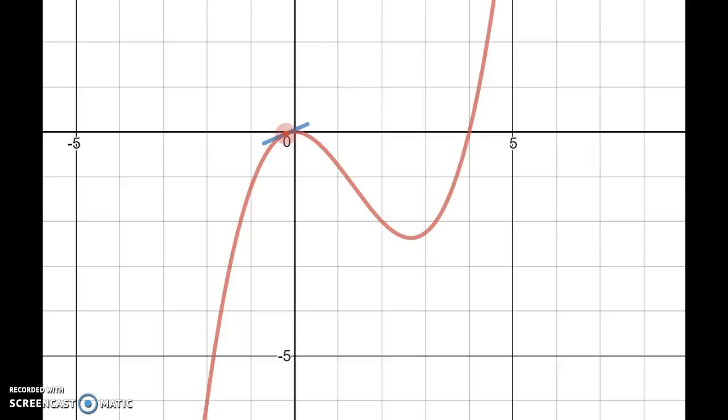Now if we look at this on a graph, if I have some function which you see in red, then the tangent line at any point x equals a is drawn with that blue line right there. So what we know is that the slope of the tangent line actually changes as we move through the function.